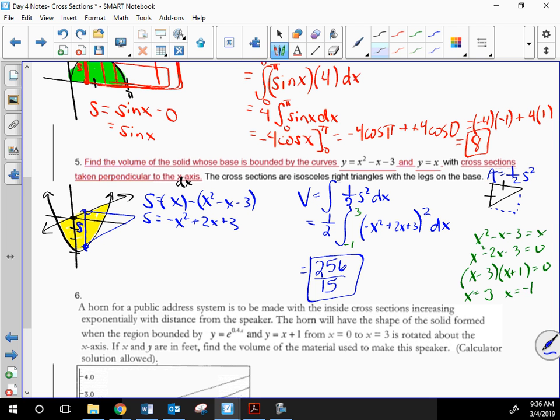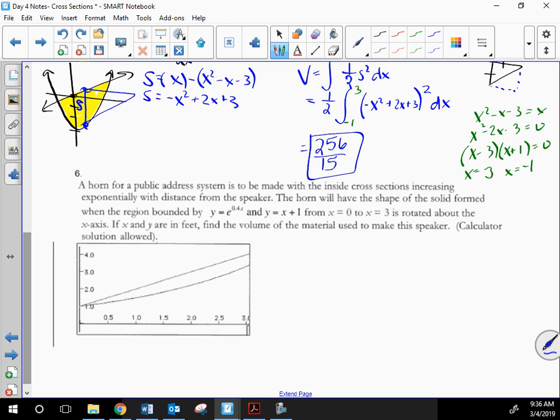Okay, let's squeeze in this last one. I just want to make sure we're clear what to do for this. Here it says we have a horn for a public address system, a PA system, and it will have the shape of the solid formed when the region is rotated about the x-axis. We are rotating here, so we are back to doing big R squared minus little r squared.